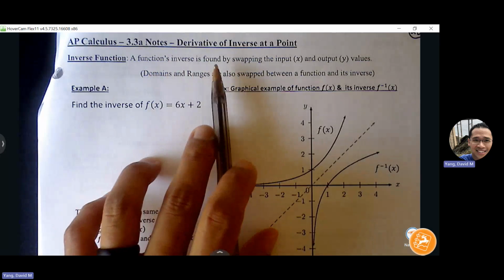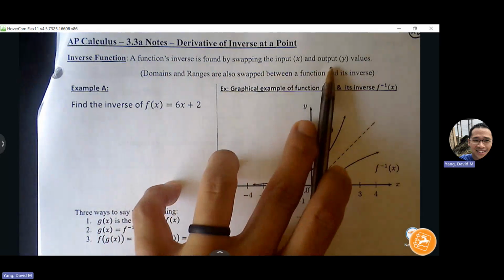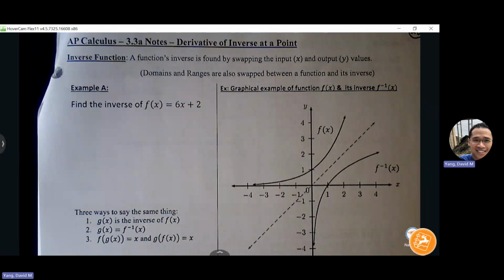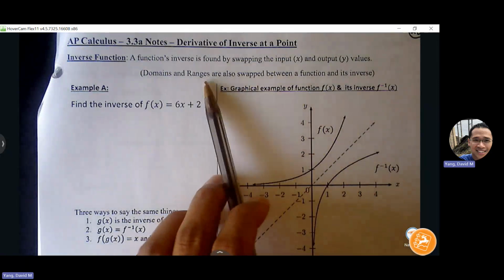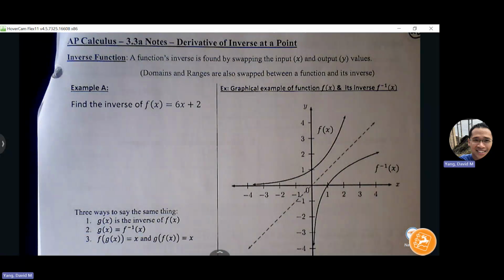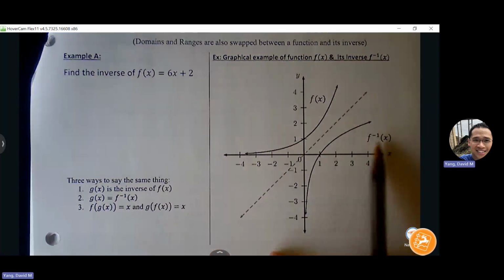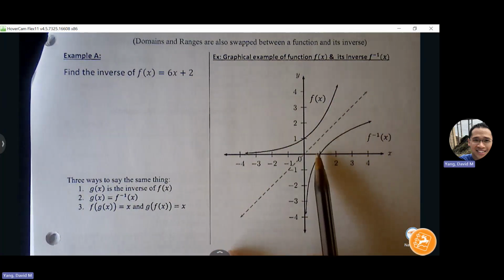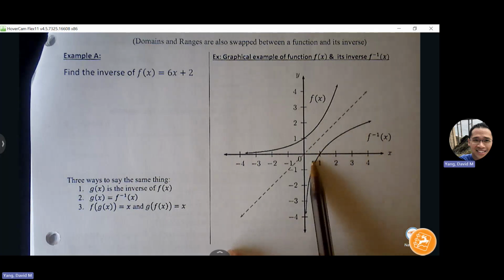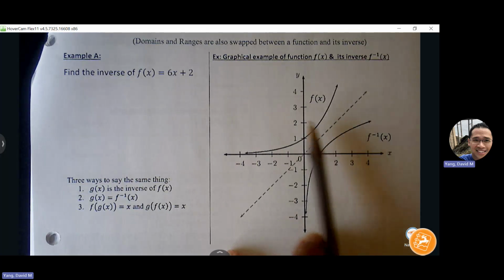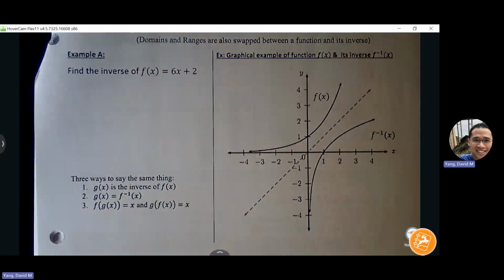An inverse function is found by swapping the input x and y values. So a function and its inverse will always have their domains and ranges swapped. So that means if there is an ordered pair that lives on the function, 3, 5, there's an ordered pair on the inverse that must be 5, 3. So they're always going to be flipped ordered pairs of each other. And a visual example that we can see is this f of x and this inverse function here. So if there's an ordered pair of 1, 2 that sits here, there must be an ordered pair 2, 1 that sits in the other. Okay, so let me just do a quick example here.